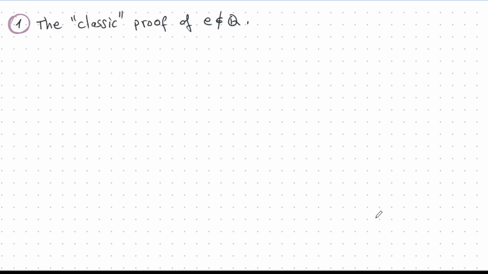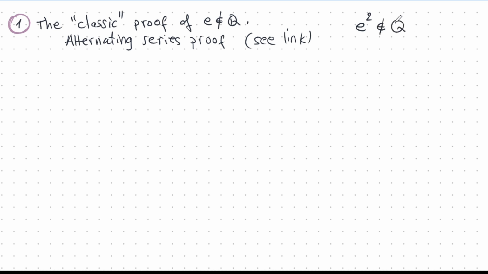I've never done the classic proof that e is irrational with you. What I did do many videos back was the alternating series proof. That's a really nice proof, and I'll leave a link to that in the description box. But the good old classic proof is very similar to the Liouville proof that e squared is not rational. It has very similar themes and ideas.